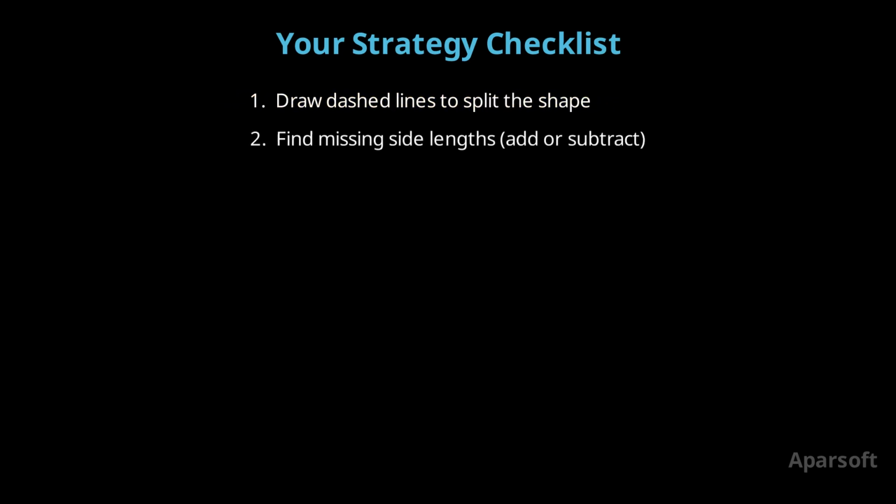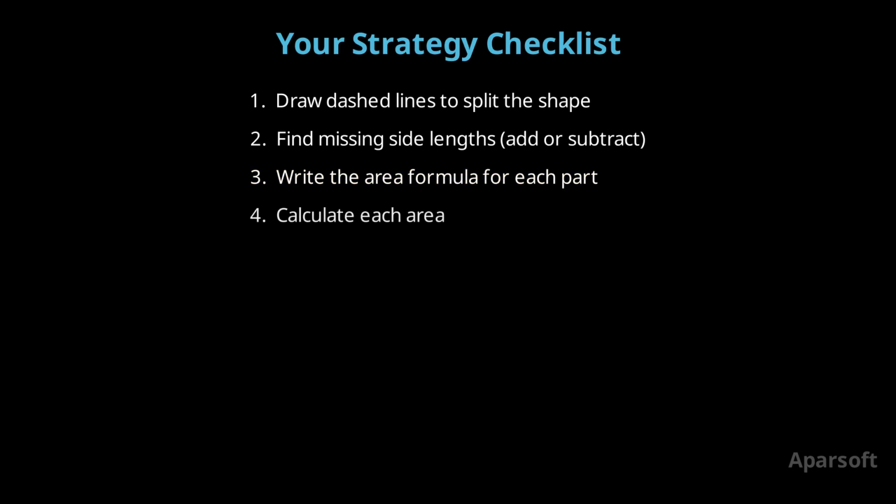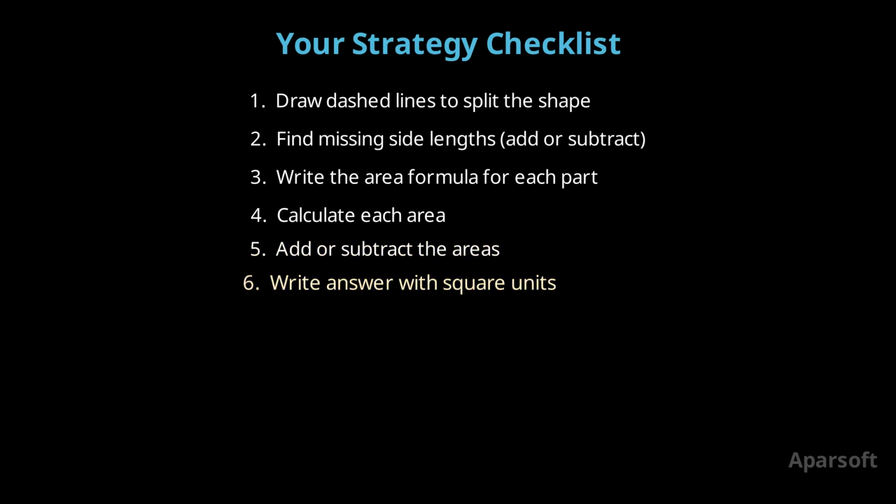Here is your strategy checklist for any composite shape. First, draw dashed lines to split it into basic shapes. Second, find any missing side lengths using addition or subtraction. Third, write the area formula for each part. Fourth, calculate each area. Fifth, add or subtract the areas. And sixth, always write your answer with the correct square units. Remember, area is measured in square centimeters or square meters.